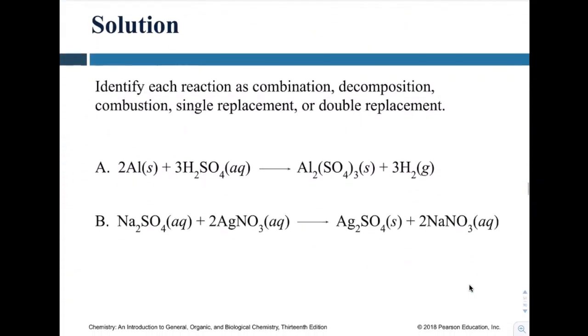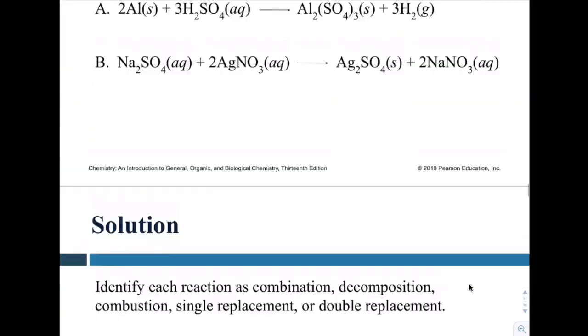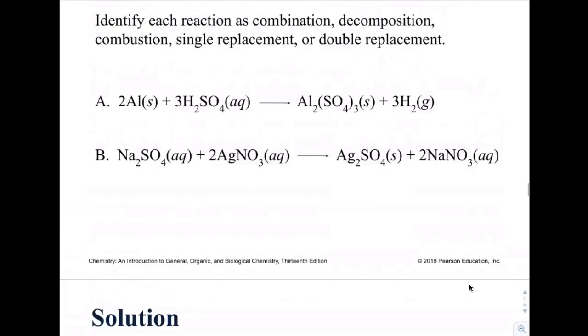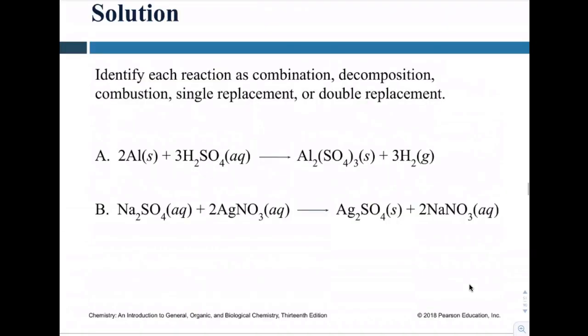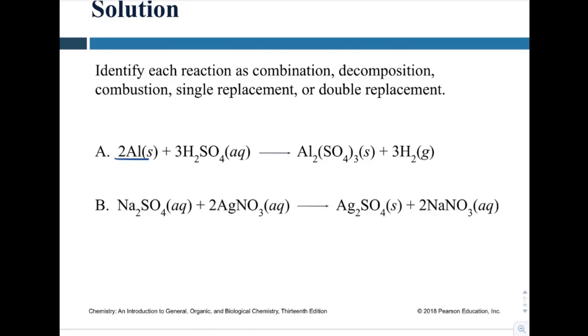Let's get some practice in. So pause and tell me what kind of reactions these are. So reaction A, I see here that I have something single in the beginning. Okay, sorry about that. So something single in the beginning should make me think single replacement. Make sure that it's replacing.